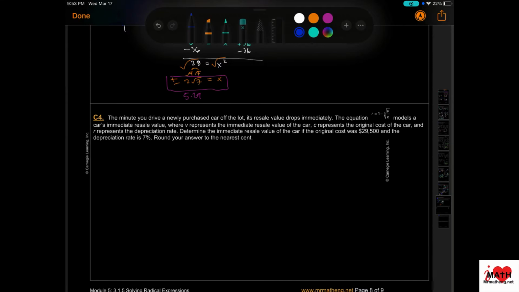Alright, C4. The minute you drive a newly purchased car off the lot, its resale value drops immediately. The equation, R equals 1 minus cube root of V divided by C, models a car's immediate resale value. So before I even read the rest, I'm actually just going to write down this formula.